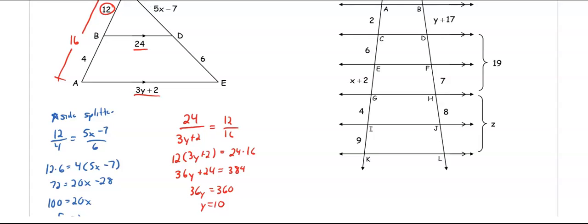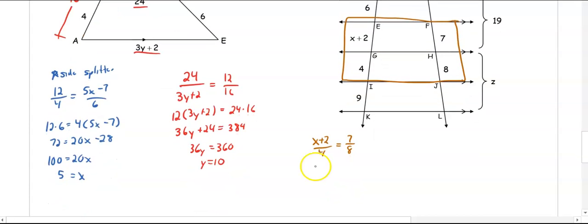In number 8, we want to solve for x, y, and z. In the first part here, with x, we see we have these 4 sections that have numbers on them, so we can use side splitter. So we have x plus 2 over 4 equals 7 over 8. When we cross multiply here, we get 8 times x plus 2 equals 28. 8x plus 16 equals 28. 8x is equal to 12. So when we divide, we get 1.5 for x.